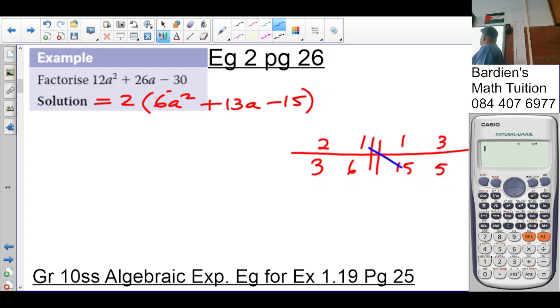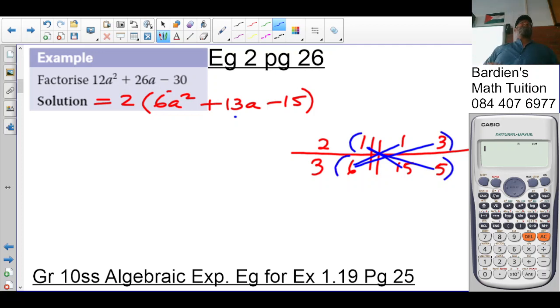So if we subtract the products, let's go. 1 times 15 is 15. 1 times 6 is 6. 15 minus 6 is 9. I'm looking for 13. So is that the product we're looking for? No. 1 times 5 is 5. 6 times 3 is 18. 18 minus 5 is 13. Can you see that? So it's a 1 and a 3, a 6 and a 5.